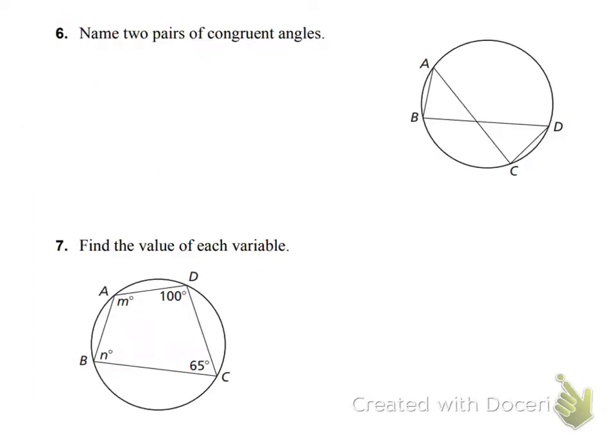This next one, it says name two pairs of congruent angles. So you're going to name two pairs of congruent angles. I think we did this on page 2, the top of page 2. So you're looking for two angles that start and stop. So you want two pairs that start and stop on the same arc. So figure out which two angles start and stop on the same arc.